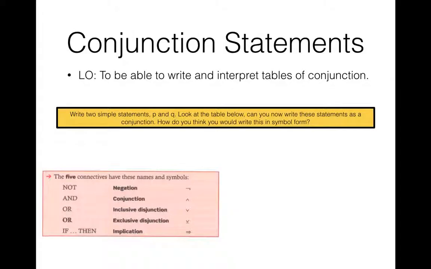Okay, today we're going to practice writing conjunction statements. So if you have a look at the table in red, you can see what a conjunction involves. So what I'd like you to do first of all is pause the video here, write two simple statements, label one P and the other one Q. Then using the information in the table below, I want you to write them out in full as a conjunction.